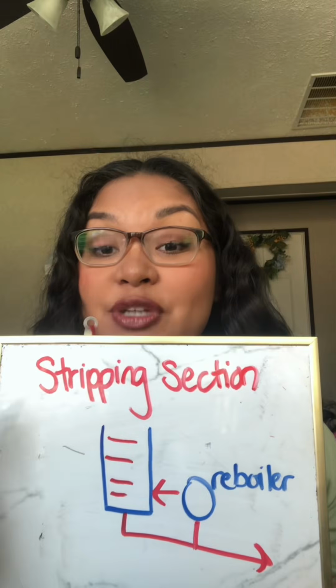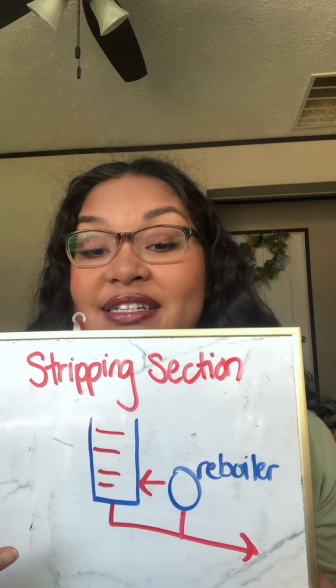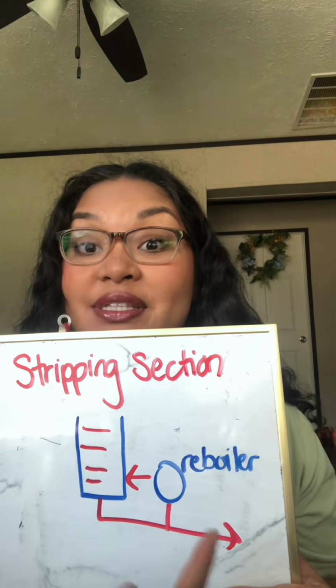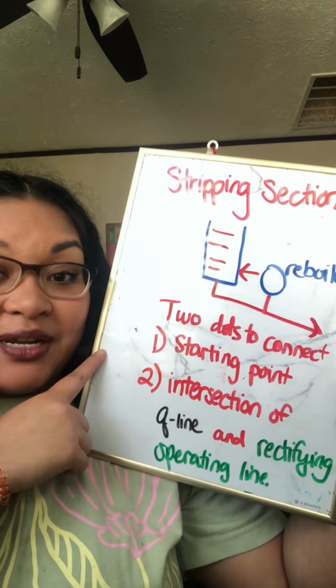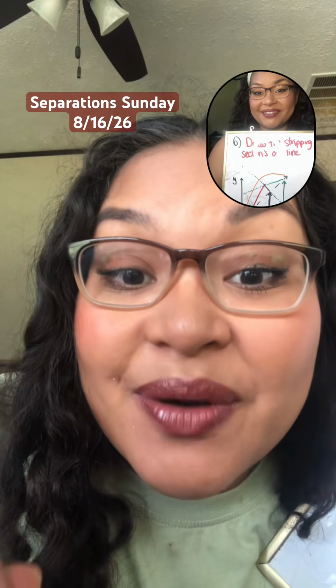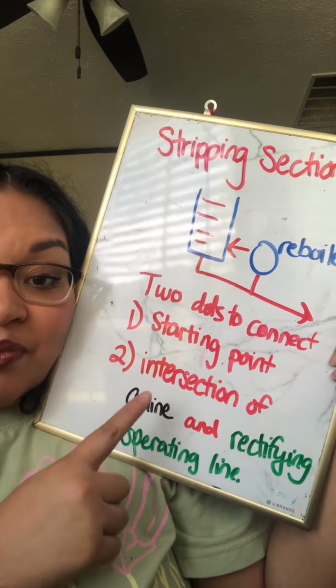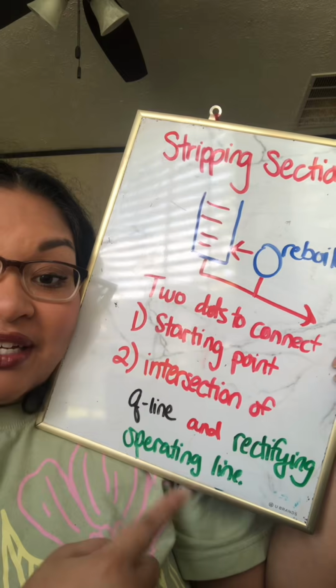As a refresher, the stripping section refers to the bottom part of the distillation column, which produces the bottoms. Now there simply is no equation for this, you're just gonna play connect the dots. Those dots being the starting point, watch last week's video to find out where to start, and the intersection of both the Q line as well as the rectifying section's operating line.